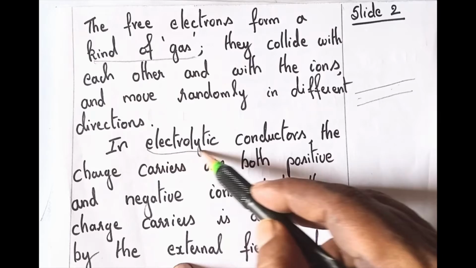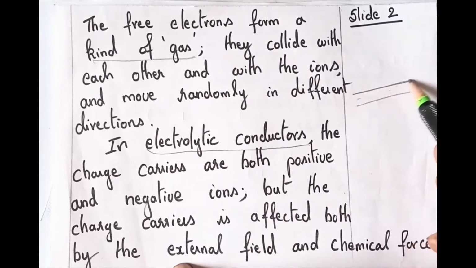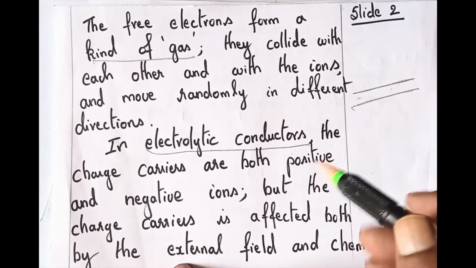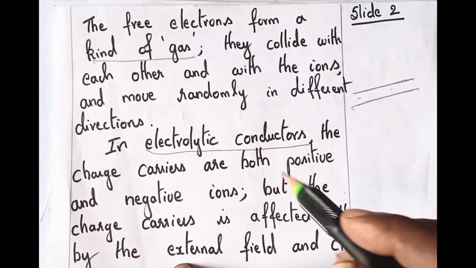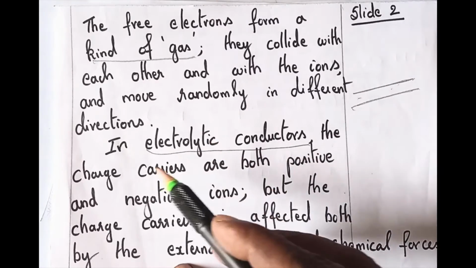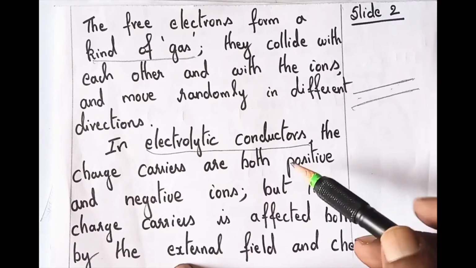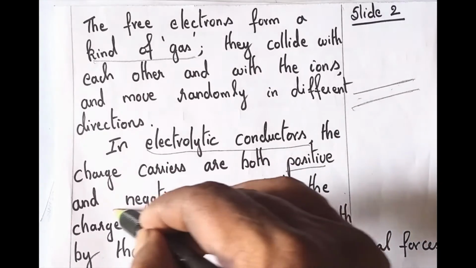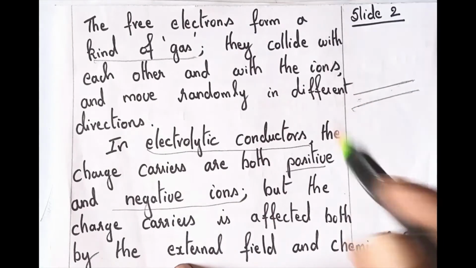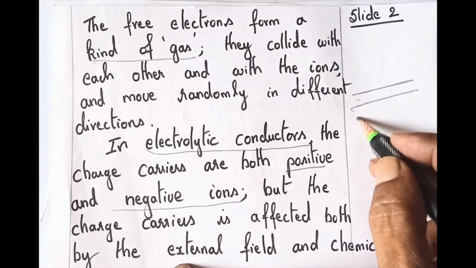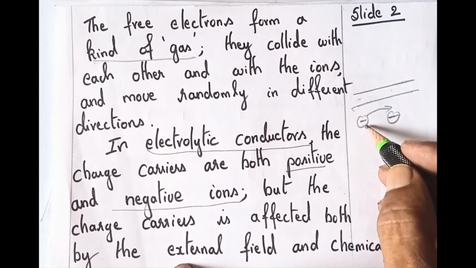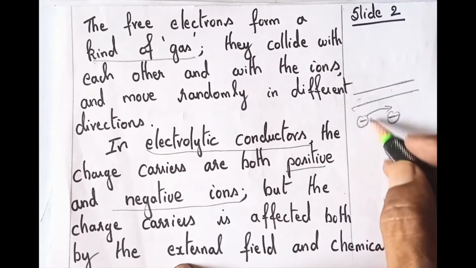Now we were dealing with metallic conductors. Electrolytic conductors have an anode and cathode, an electrolyte, and ions, anions and cations are formed. So in electrolytic conductors, the charge carriers are both positive and negative ions. Whereas in metallic conductors, you have free electrons. That free electron will start moving, and the place from which the electron is removed will become positive.